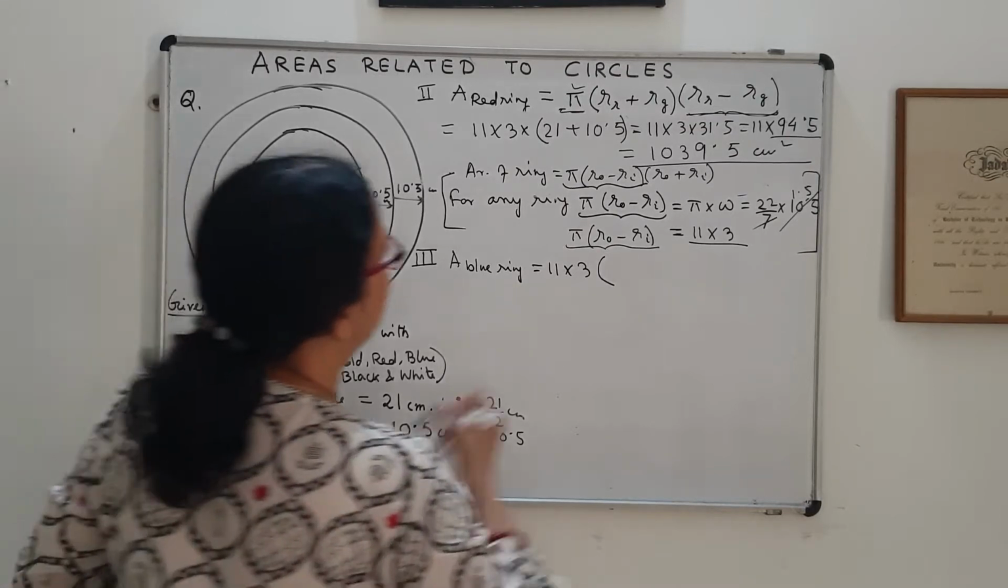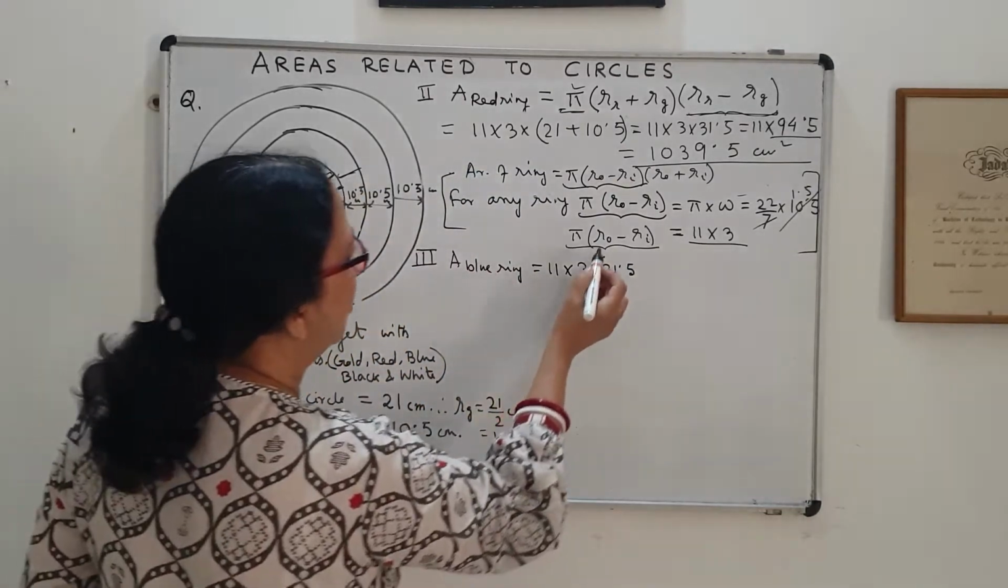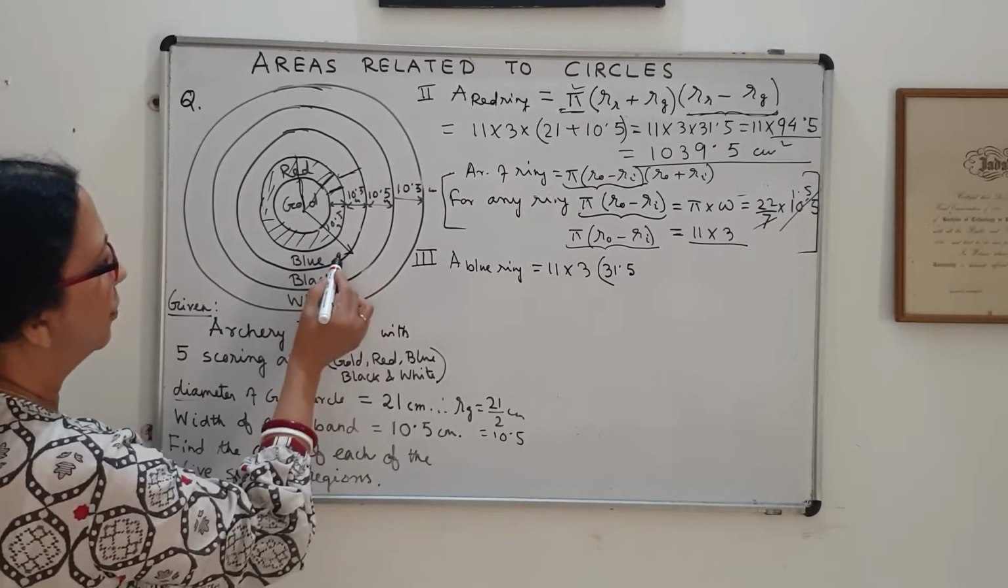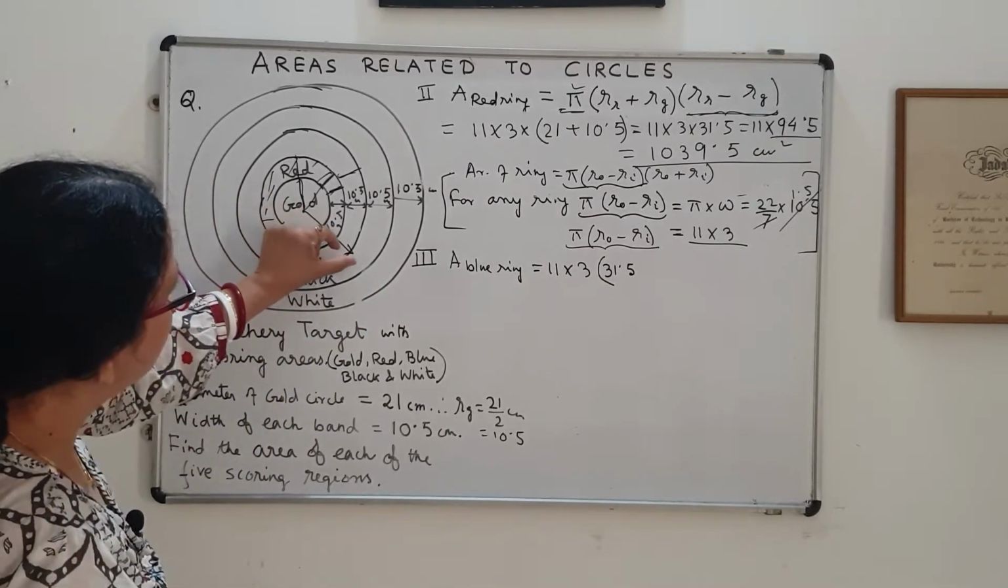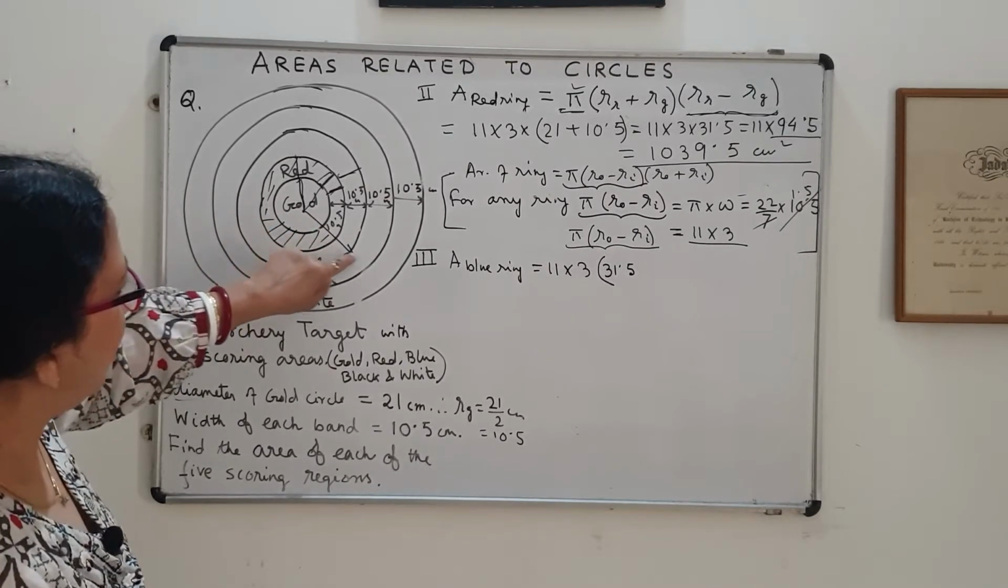So this you have to calculate. So 31.5. This is the radius of the outer one for blue. This is your Rho for blue ring. So you see, each is 10.5, 10.5, 10.5. So it is 31.5. 21 plus 10 plus 31.5.